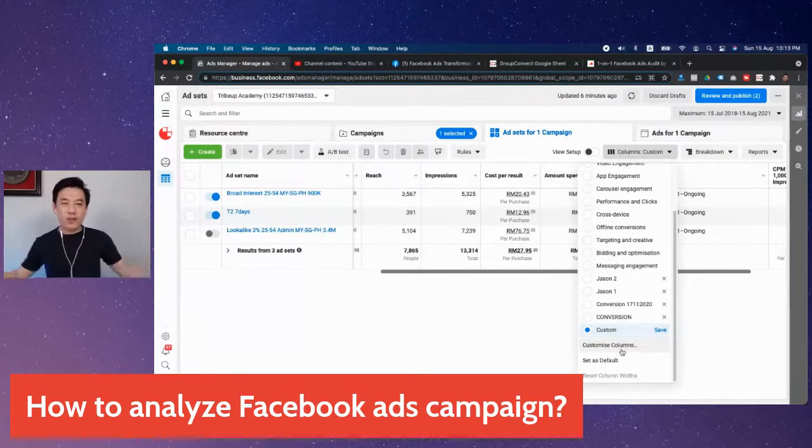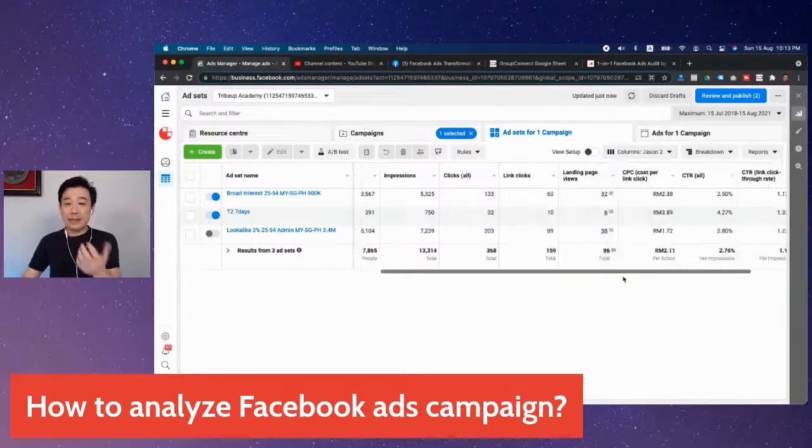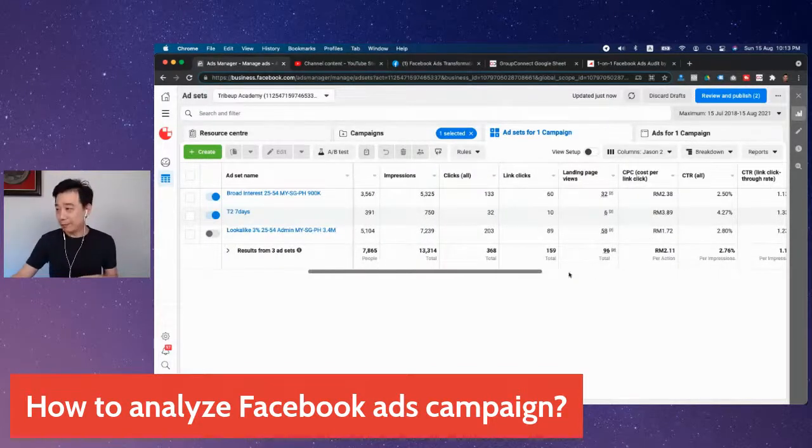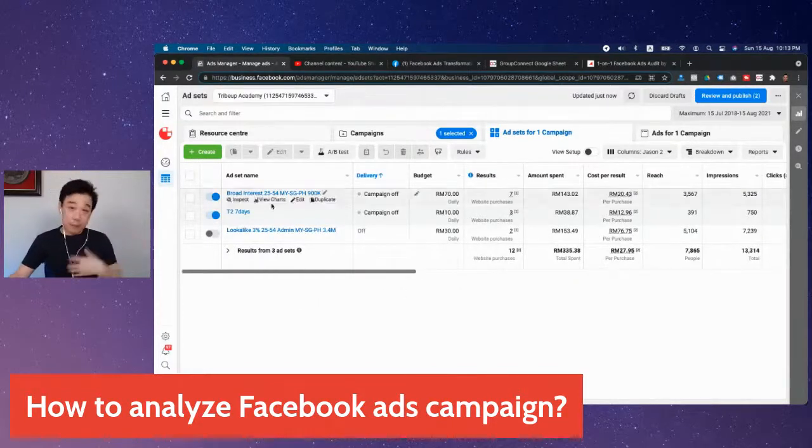You have a lot of things to dissect, but like I mentioned just now, you don't want to overwhelm yourself. You don't want to get carried away by too many crazy things that you want to track. So you want to track the right thing. I'm going to show you an example of tracking the right thing. Okay, so this is my campaign.